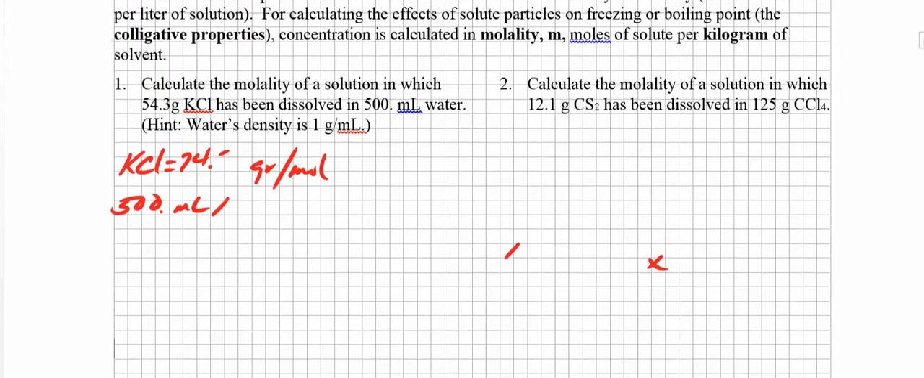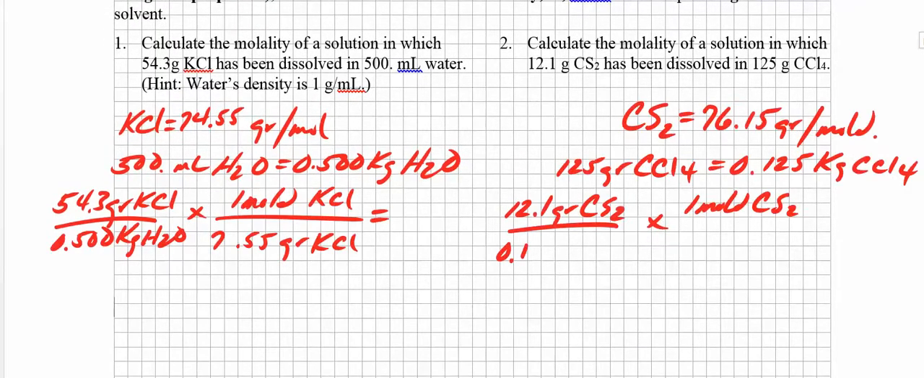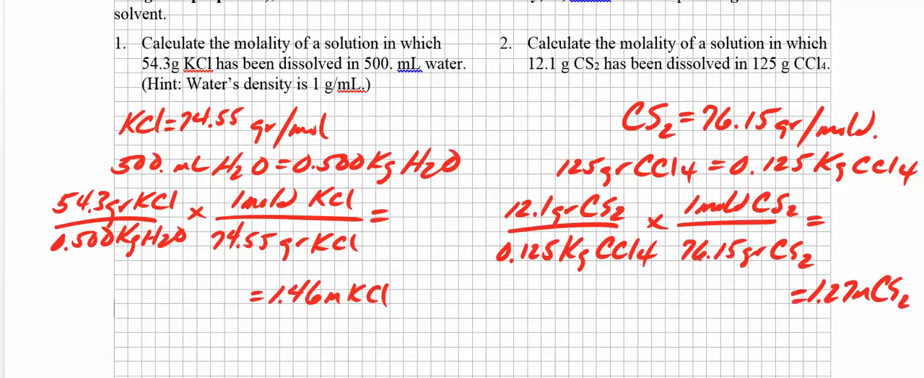Let's look at number one. Number one says, calculate the molality of a solution in which 54.3 grams of potassium chloride has been dissolved in 500 milliliters of water, and we're given this water's density is 1 gram per milliliter. So the first thing we're going to do is add up the molar masses, or the atomic weights, of potassium and chlorine to give us the molecular weight for potassium chloride. It's 74.55 grams per mole. We're going to dissolve that into 500 milliliters of water.